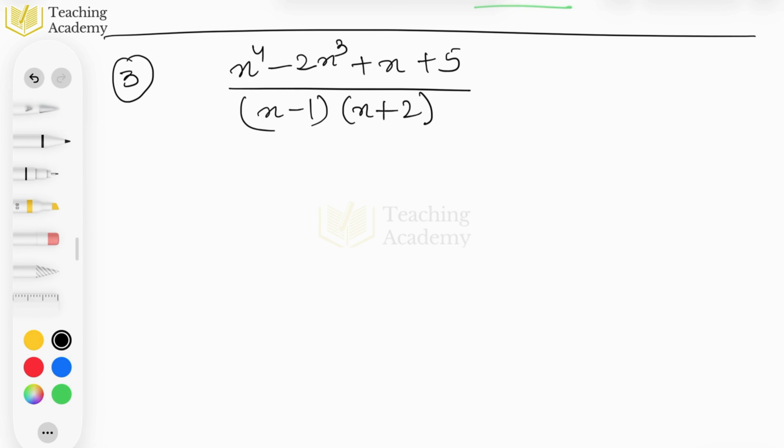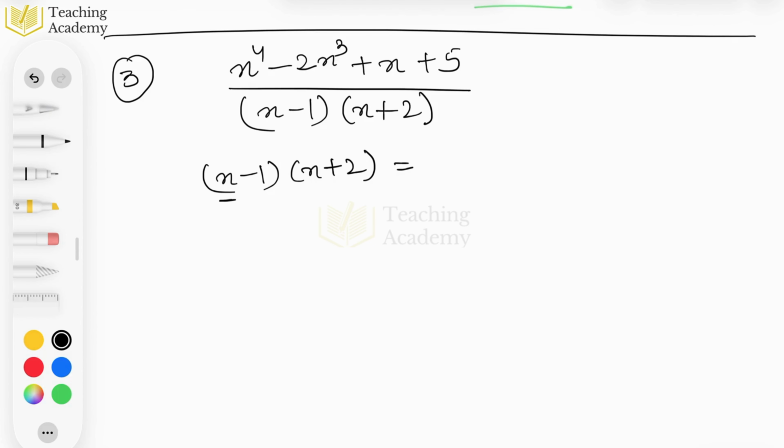So now you have to divide the numerator by the denominator, right? So we have to make a polynomial of it. The denominator already has two different terms, so we are going to multiply them. So x minus 1 and x plus 2. I hope you already know how we are going to multiply it.